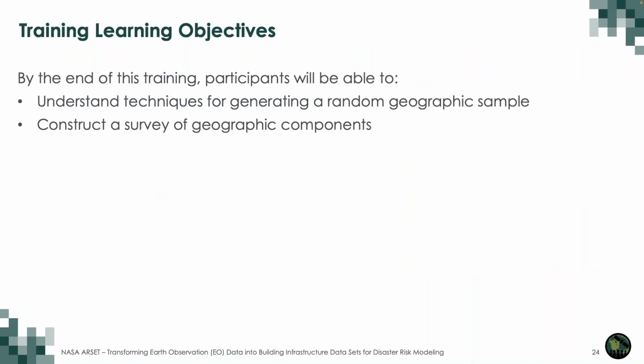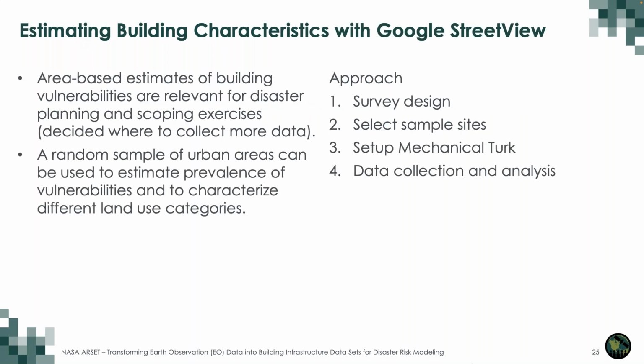So by the end of the training, hopefully you can understand the techniques we're using for generating a random geographic sample and construct a survey of these components yourself if you want. So we're doing area-based estimates of building vulnerabilities that are relevant for disaster planning. Today I'm going to focus on floods, but this has been used for earthquakes as well. And scoping exercises, deciding where to collect more data.